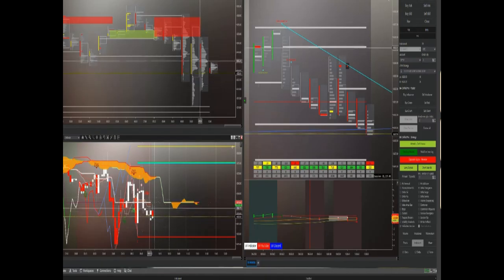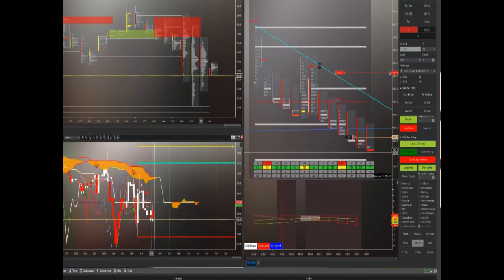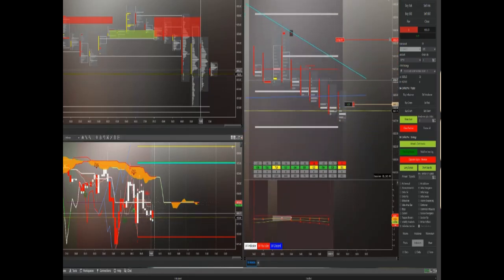And that was the pullback right up in here. Order filled. I don't like getting short until we get down below those last Kijun dots. Then I'm okay getting short.